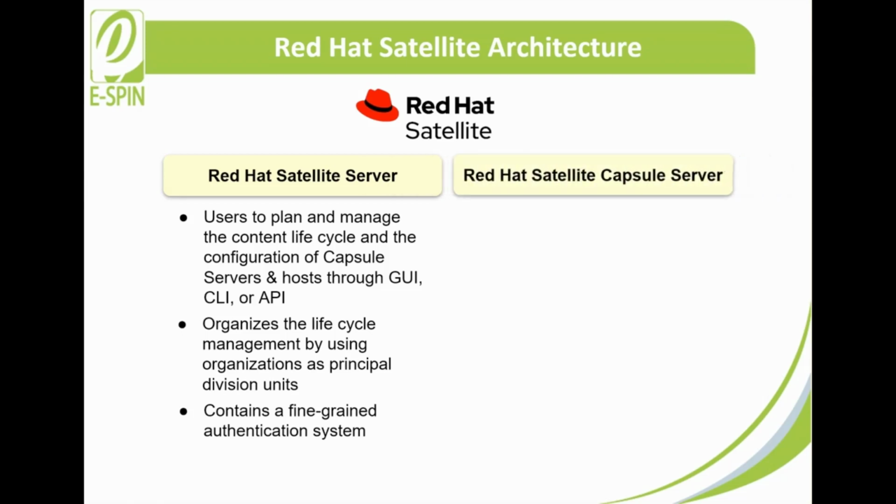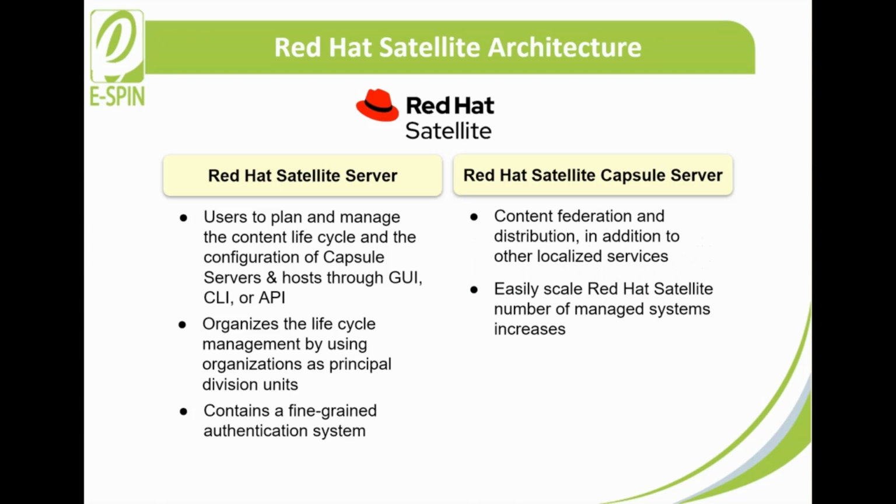2. Red Hat Satellite Capsule Server. Red Hat Satellite Capsule Server facilitates content federation and distribution, in addition to other localized services which include Puppet Master, DHCP, Domain Name System, DNS, and Trivial File Transfer Protocol, TFTP. Satellite Capsule Server enables you to easily scale Red Hat Satellite as the number of managed systems increases in your environment. It also connects with Red Hat Satellite Server to enable localized systems management, including federated services and provisioning.